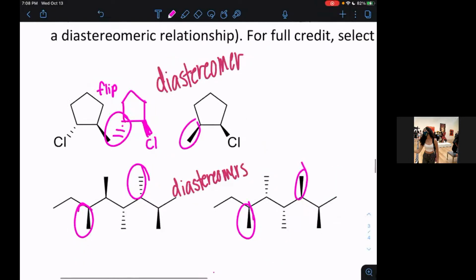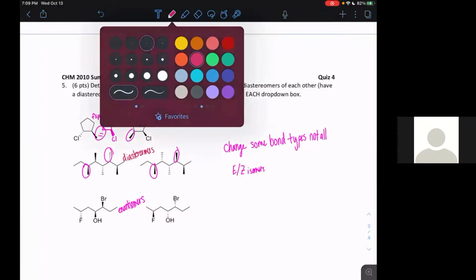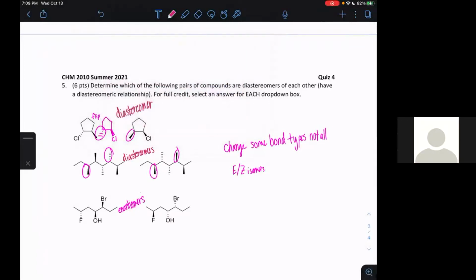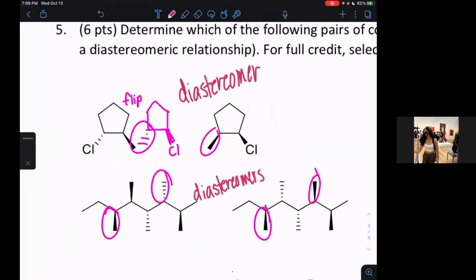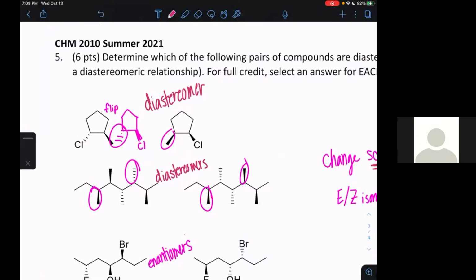So yes, that's diastereomers. Change some bond types, but not all. I kind of got lucky on that one though, because I didn't even realize that the chlorine was in a different spot, but it still worked out. I still was able to explain it. Flip it. Perfect. Okay. Cool.